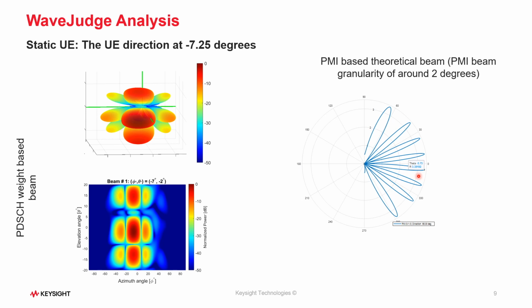We don't find an exact match for the -7.25 degrees. This is because the granularity of the PMI beams is about 2 degrees. So as you can see here, that's the reason why we have this small mismatch.